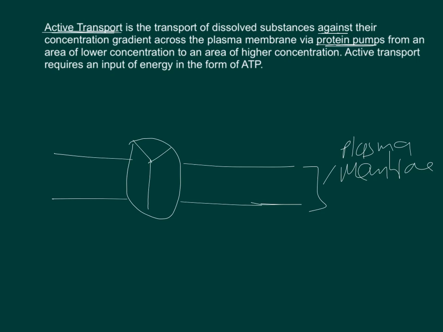So our protein pump is going to be a transmembrane protein, a protein that goes from one side of the plasma membrane to the other. That's going to provide our nice hydrophilic environment for our substances to cross. And remember we said we're going to need some ATP, which is a form of energy.